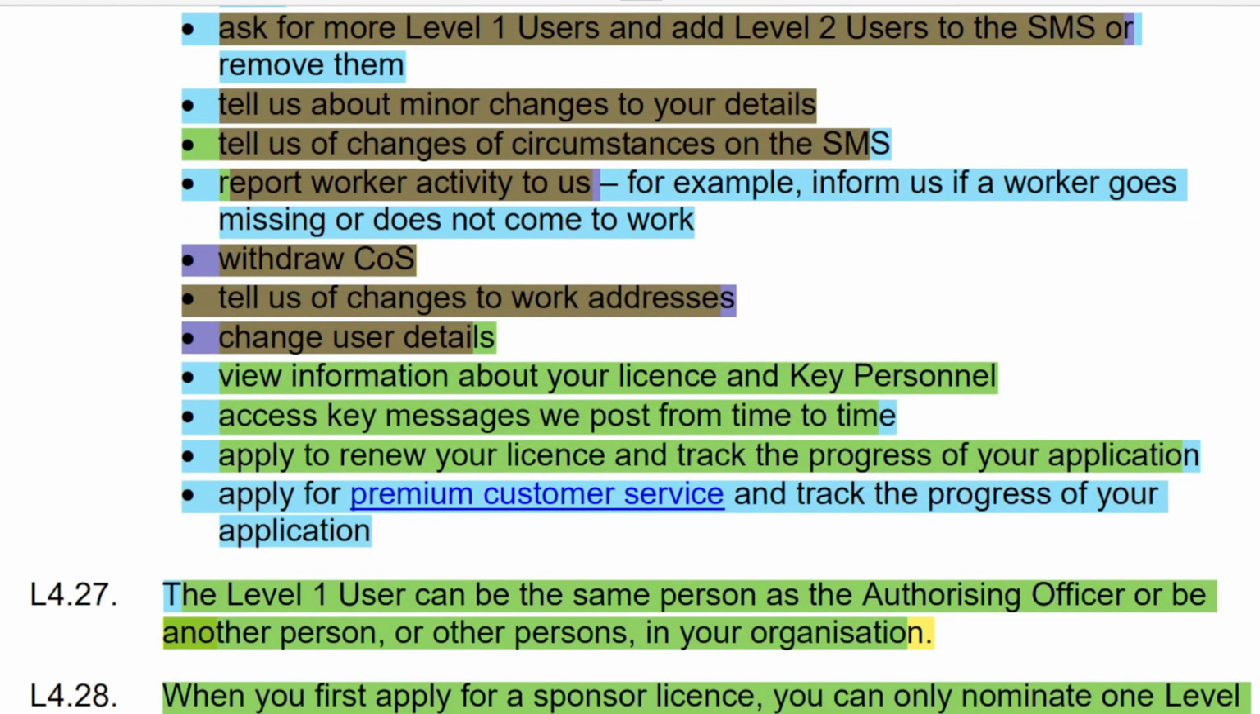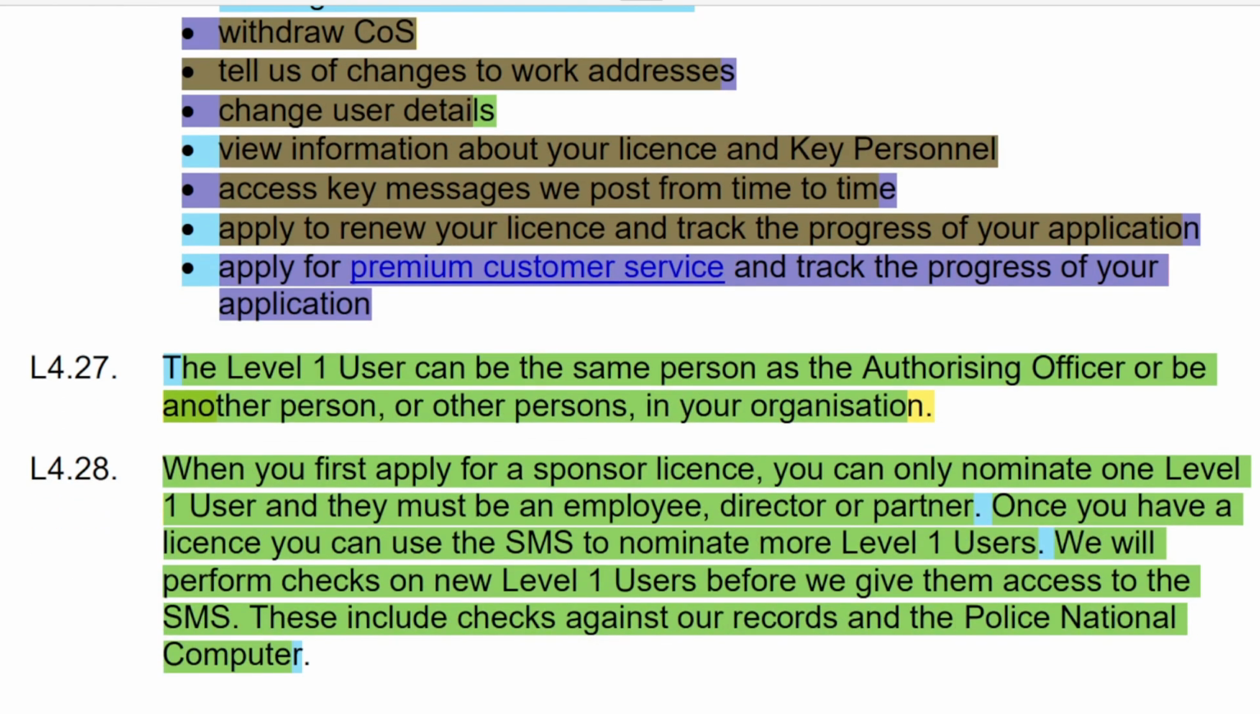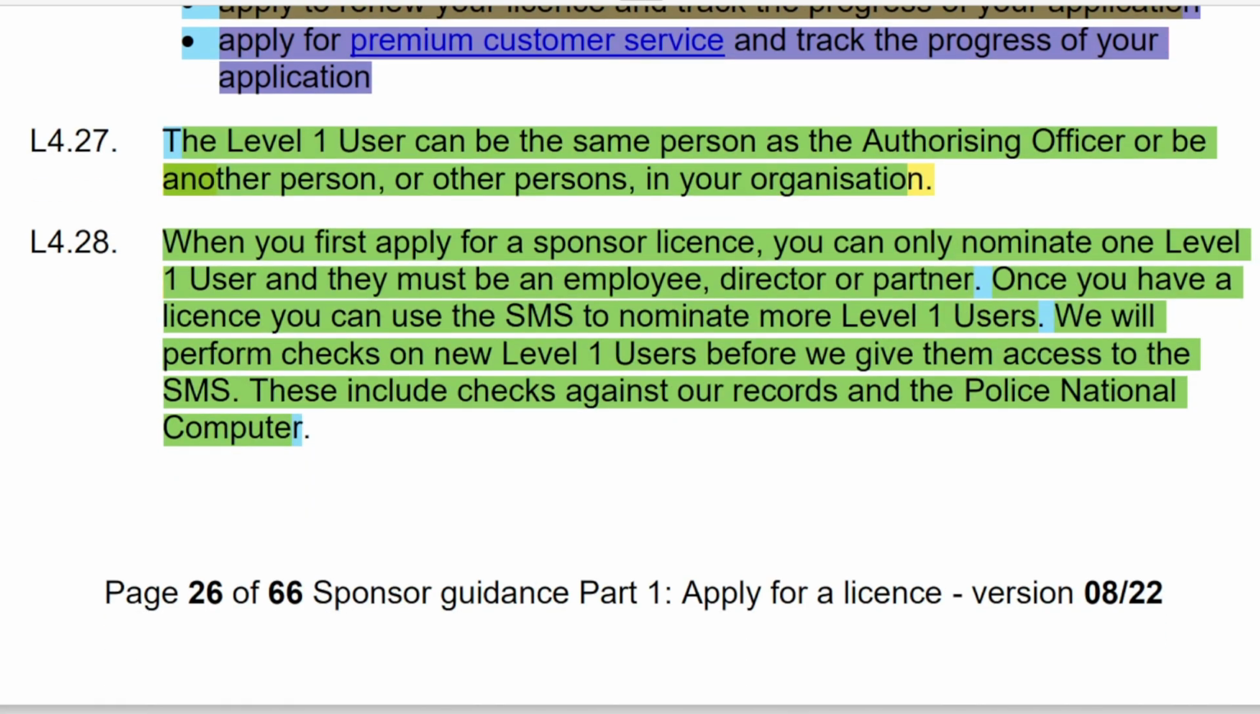Tell us of changes to your work address, change user details, view information about the key personnel, access key messages we post from time to time. Apply to renew your license and track the progress of your application. Apply for premium customer services and track your application. So the level 1 user can do all these tasks. It's the most important person for your sponsor license.